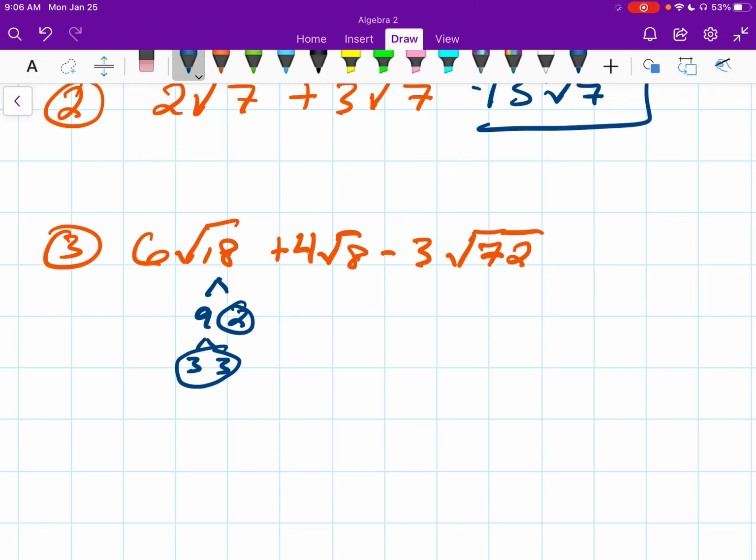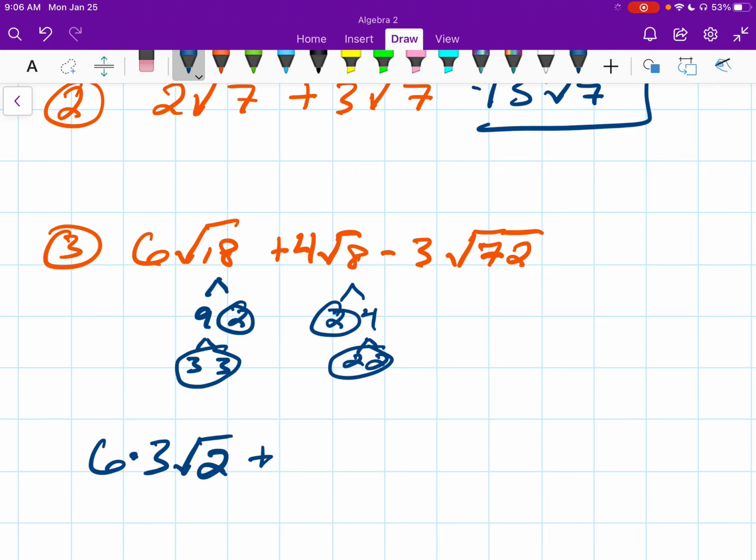So my 3's will come outside and turn into one 3, so I'll have 6 times 3, and then under my root I have 2. All right, dealing with my next term, I have my 8. Well, that's 2 and 4, which is 2 and 2. So I have a 2 that comes outside. So I have 4, and then a 2, and then underneath my root, I still have a 2.